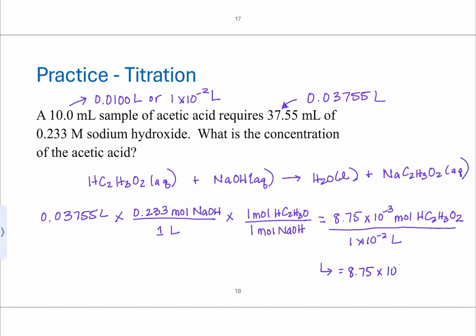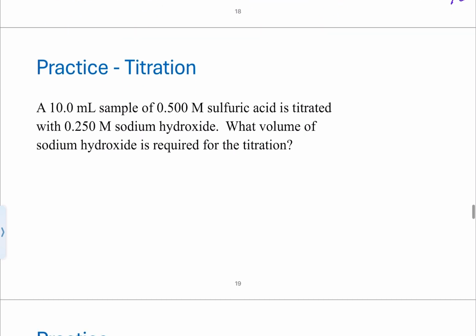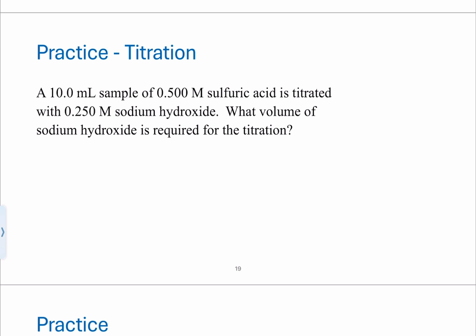So then we're going to put that here. 1 times 10 to the negative second liters of acetic acid. And our final concentration should be equal to 8.75 times 10 to the negative 1. You can either write molarity, because concentration is expressed as molarity, or you could write moles per liter. That's up to you.